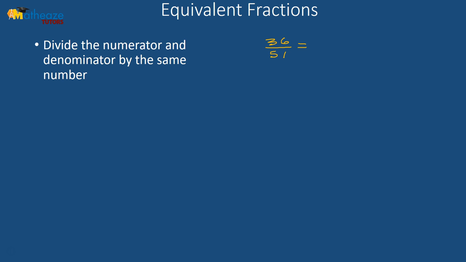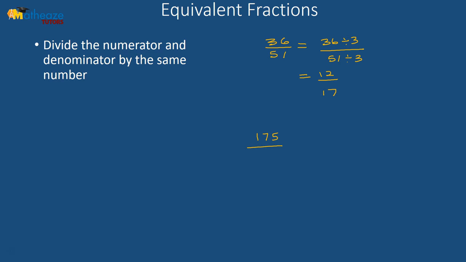So we look at these two numbers, and if you have some difficulty figuring out the common factors or some factors of numbers, there's another lesson on the rules for divisibility, which are the rules that help you determine what the factors could be. So in this case, the common factor here is going to be 3. So 36 divided by 3 and 51 divided by 3. This is going to give us 12/17.